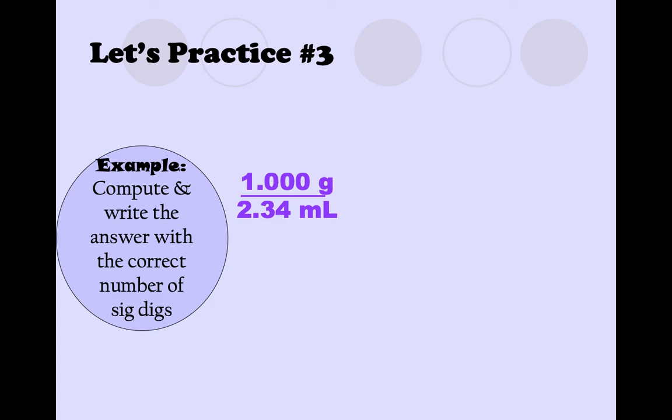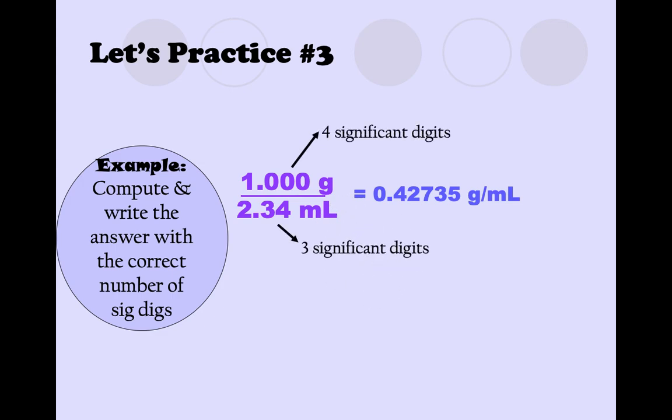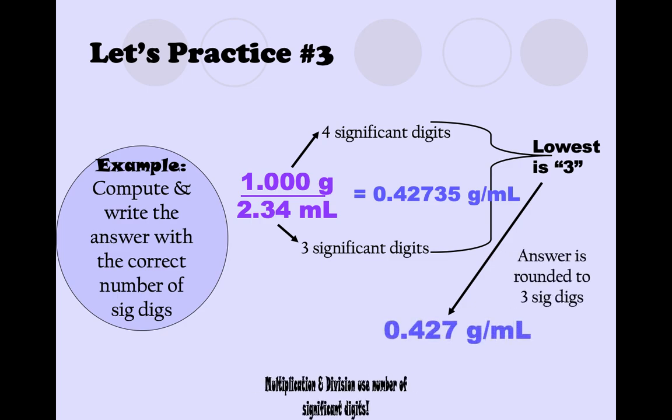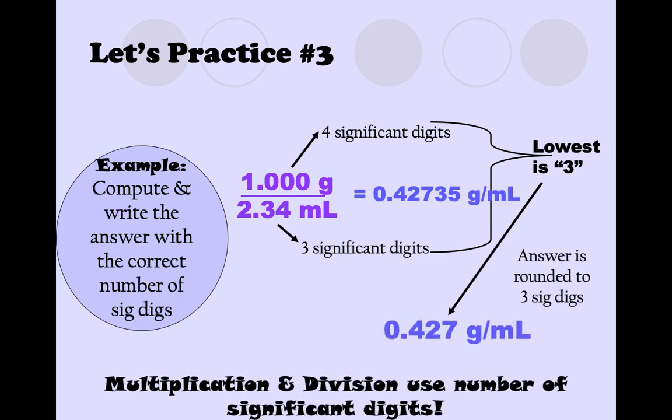All right, let's look at our answer. So here when we divide, this is what you will get on the calculator. And so I am dividing, so I care about the least number of significant digits. So this one has 4, this one has 3. So I should be rounding my answer to 3 significant digits. And rounded, that would be 0.427 grams per milliliter.